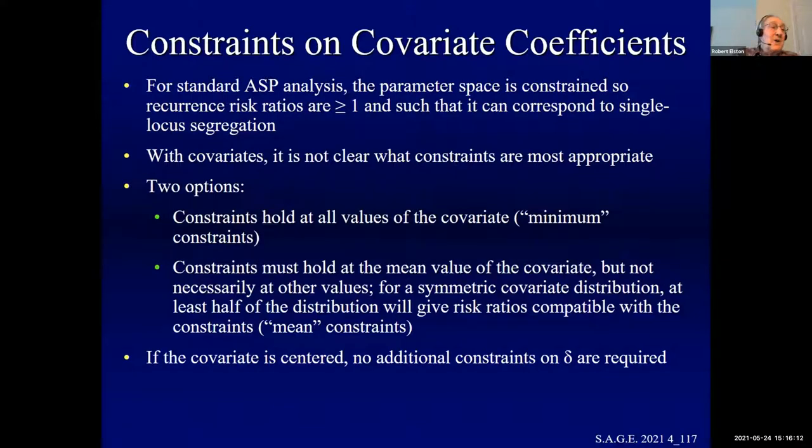And I suppose how you choose is by looking at the distribution of the covariates in your sample. And I suppose if it's symmetric, you might want to just use the standard one, or if there are some outliers, it depends exactly what that distribution is, whether you use the minimum or the mean constraint.